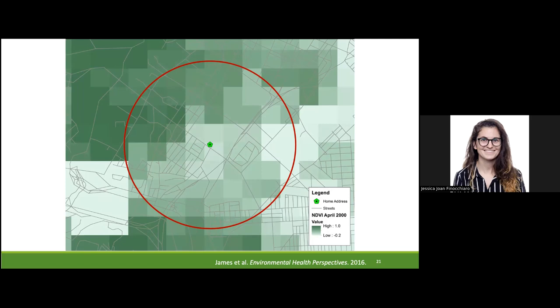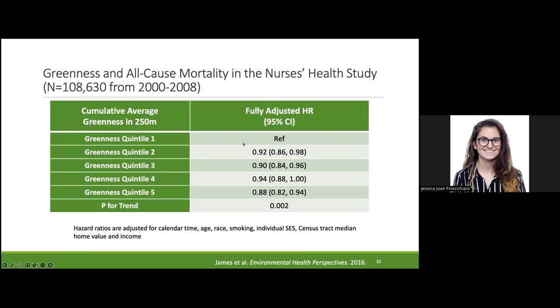And we make some assumptions, right? That this 1200 meter area is some relevant neighborhood that you spend time in, and that's why we look at that buffer size. This is just one study that we ran looking at mortality in the Nurses' Health Study. We binned people into quintiles and adjusted for a number of different factors. This is a survival analysis, a Cox model, where we saw that people who lived in the top quintile of greenness, even after adjustment for all these different factors, had about 12% lower mortality rate over follow-up, right? And so that was pretty interesting.